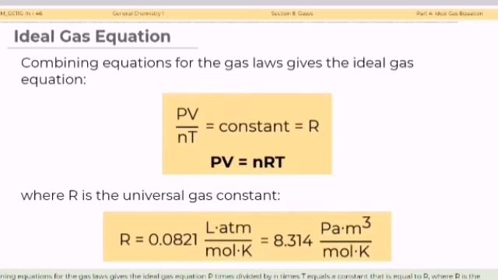Combining the equations for the gas laws gives the ideal gas equation: PV divided by nT equals a constant that is equal to R, where R is the universal gas constant. The value of R is equal to 0.0821 liter atmosphere per mole Kelvin, or 8.314 Pascal meter cubed per mole Kelvin. Let us use the equation in solving problems.